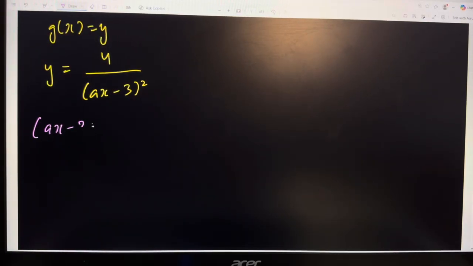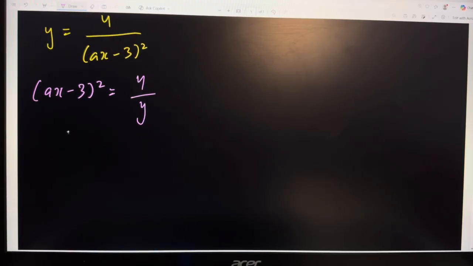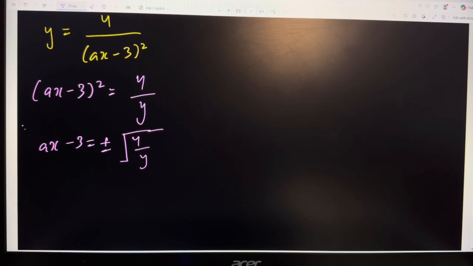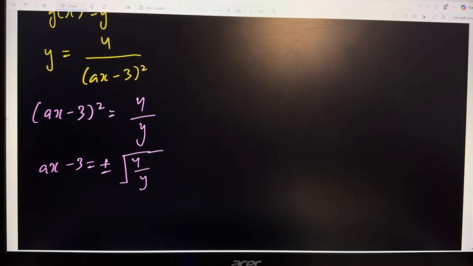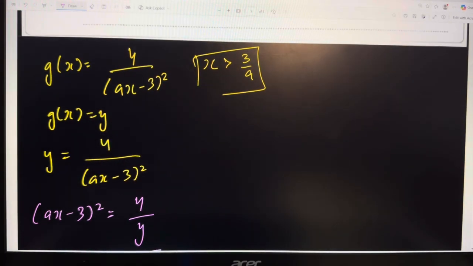(ax minus 3) the whole thing squared is equal to 4 upon y. And if finding inverse, we don't have to really expand the bracket. That's unnecessary. Take under root on both sides, this becomes ax minus 3 is equal to plus minus under root 4 upon y. Now remember, under root 4 is equal to 2. So yeah, now here is under root plus minus, and we don't know what it may be.